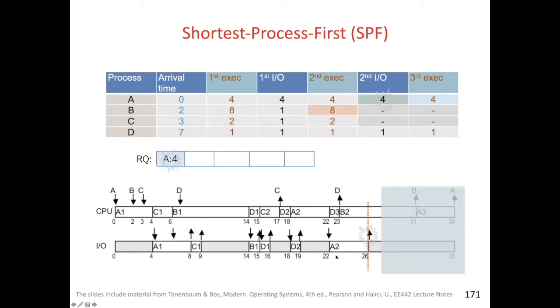At 26, process A completes I/O operation, enters to the ready queue. At 31, process B finishes its second execution. Process B terminates. A is the only process in the ready queue. It is chosen for execution. This is the third execution of process A. At 35, process A terminates.